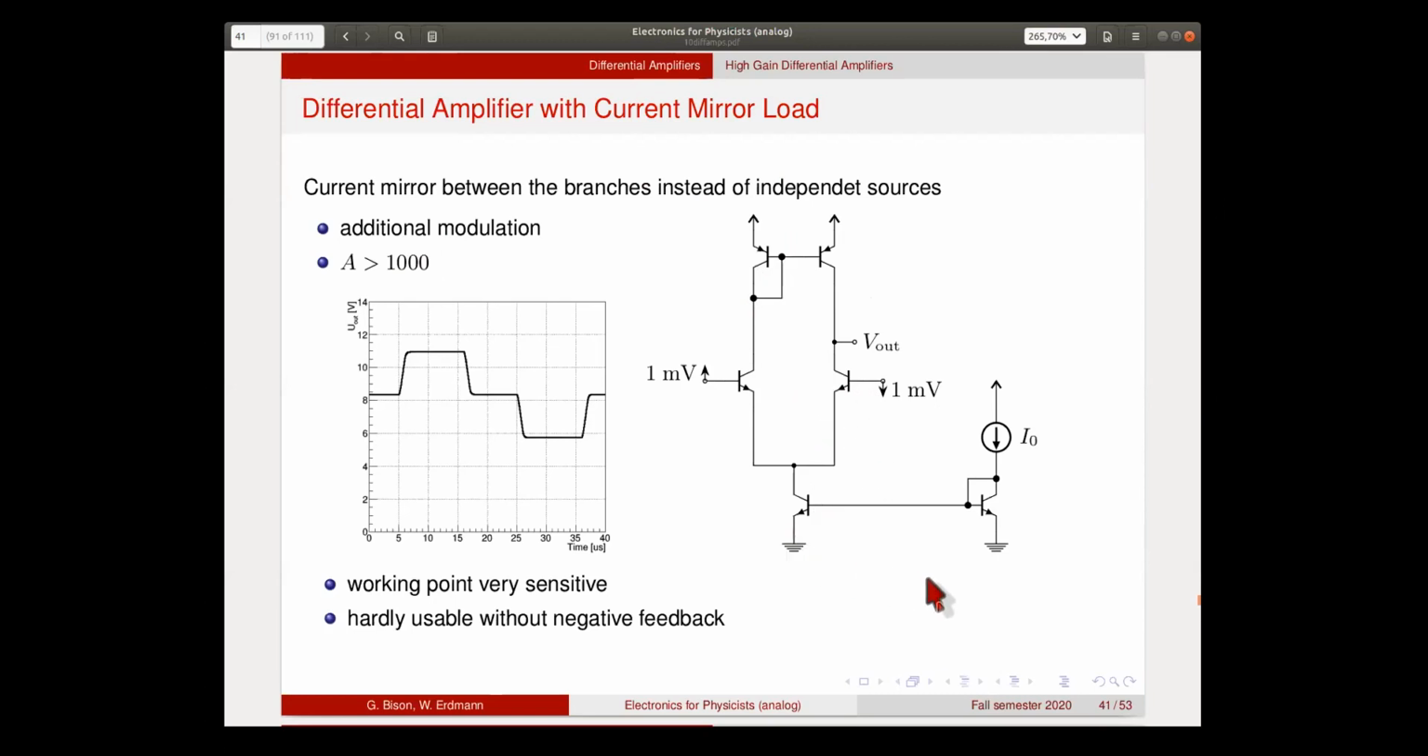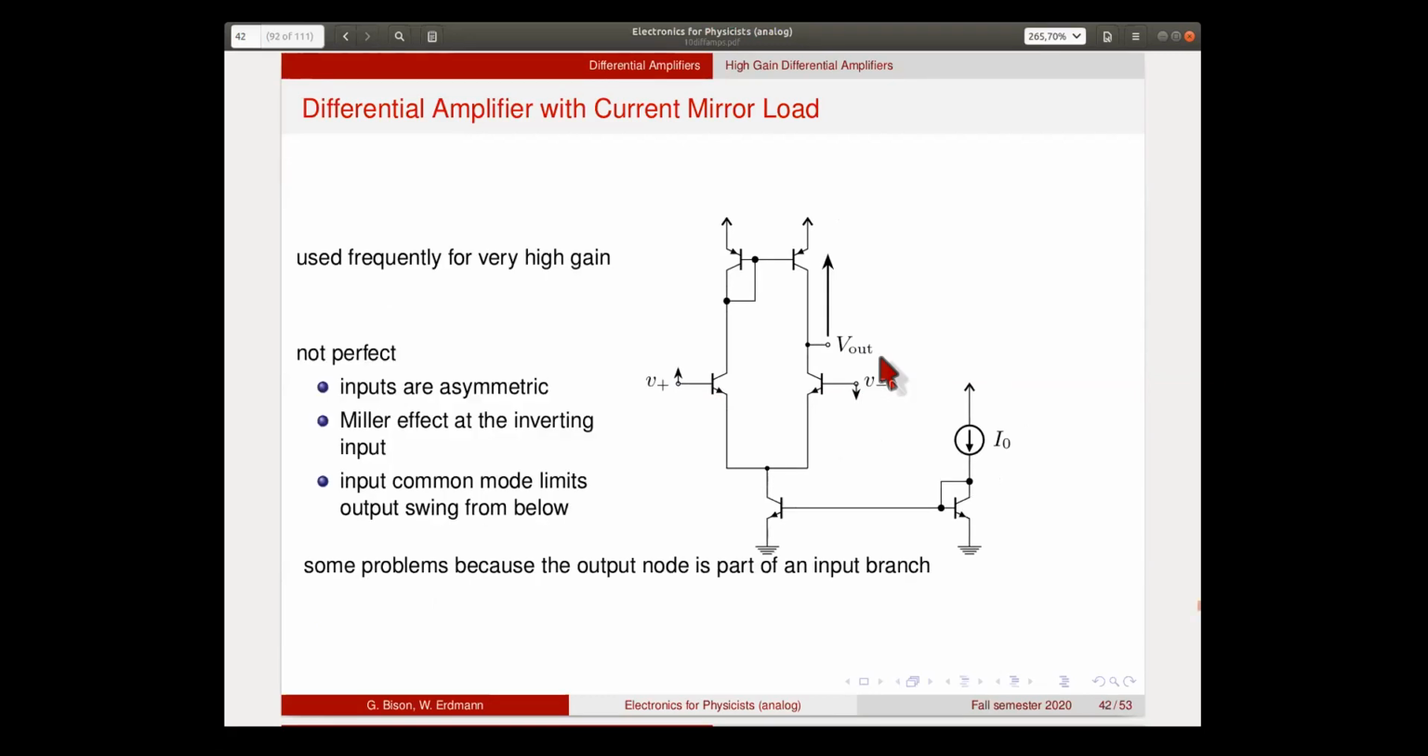But again, the working point is very sensitive. And such a high gain amplifier is very difficult to use. There are very few applications where we really come in with a small signal of a millivolt or a microvolt and want to directly produce a highly amplified output. These are usually used with so-called negative feedback, which we'll come to later. So this type of input stage or differential stage is very often used. It gives you a nice high gain, but it's not perfect.